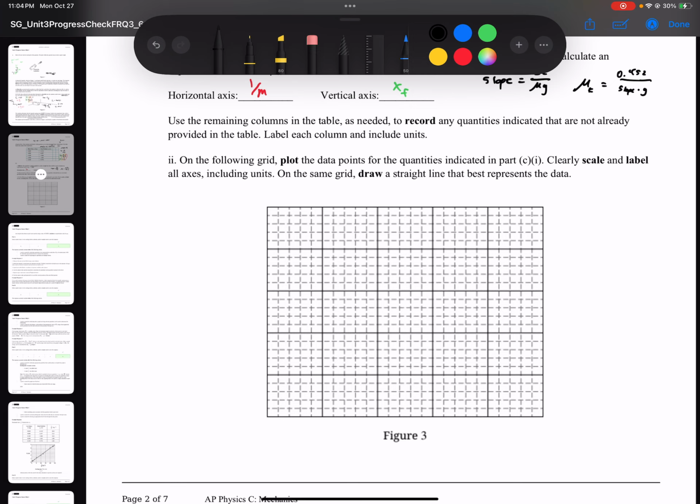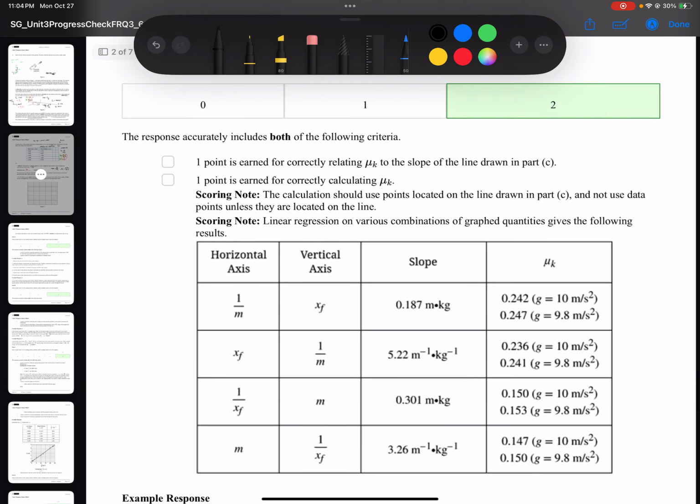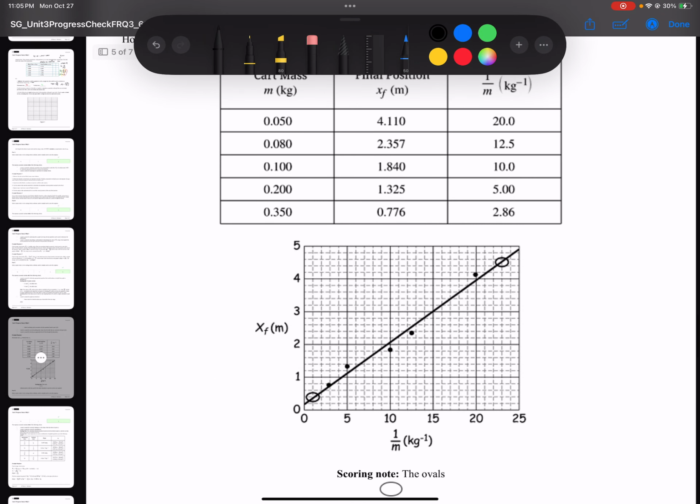Something that's important to note when you plot the points, make sure you label your axes properly. They give a sample response in here. So label your axes properly: final position in meters, inverse mass in kilogram to the -1, because I'm graphing inverse mass, right? And then they're going to plot their data points.